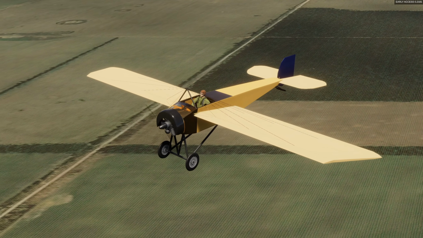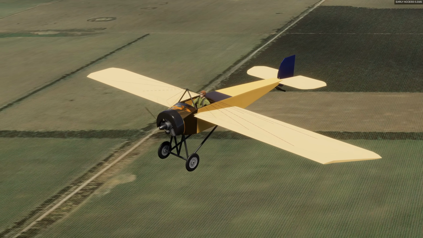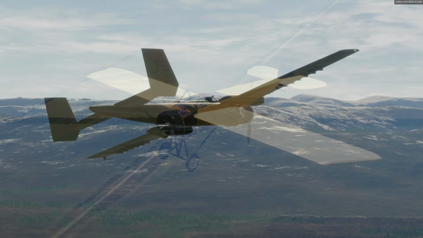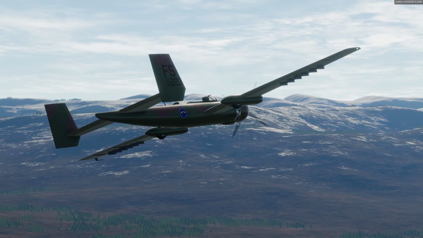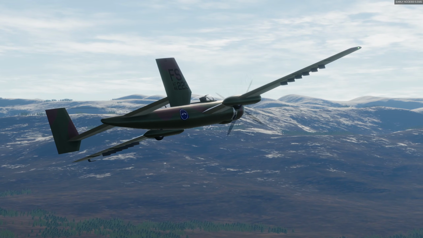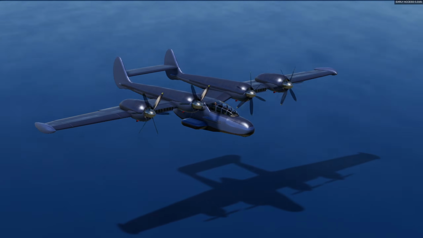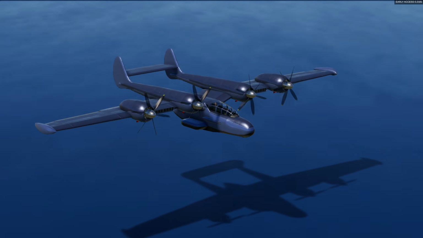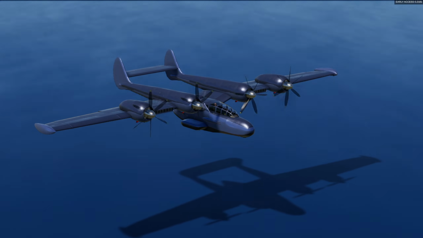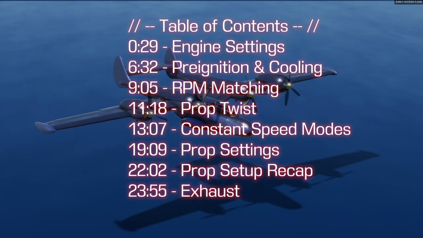So, you've built a propeller-driven aircraft and need to set up its power plant. Today I'll be covering piston engines and propellers. Turboprops will be covered separately as they are a bit different to optimize, but the connection between propeller and engine is roughly the same as for piston engines. There's a lot to cover, so I'll put some timestamps on screen now.